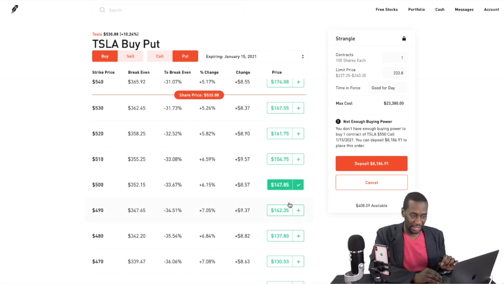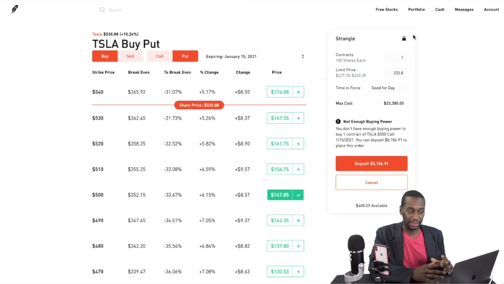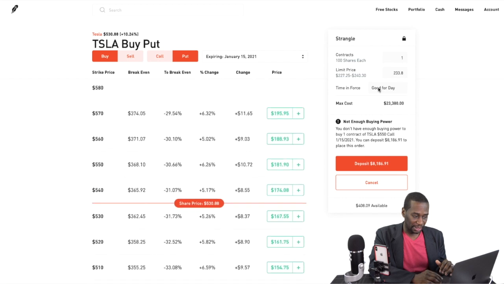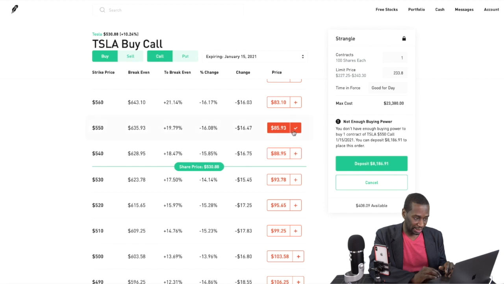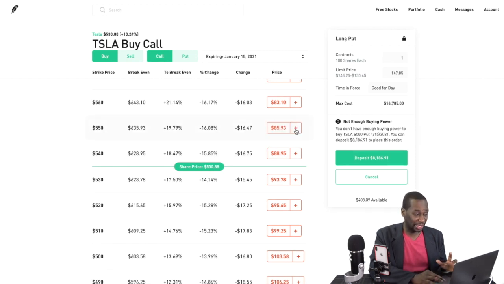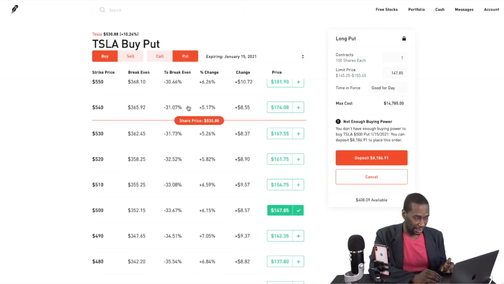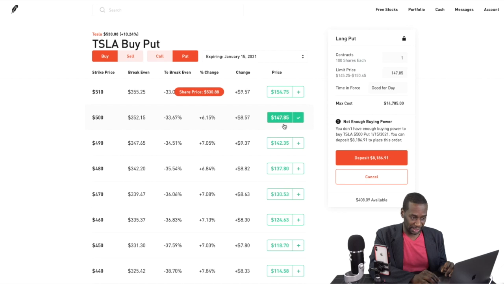Because I added a call and a put, it tried to create what's called a strangle here. All right. And so what that is, they're assuming that I want to do an advanced option strategy. So if I didn't want to do an advanced option strategy, I would go back here to the calls. Okay. And then I would uncheck that call option that I had checked. And then I'd go back to put options. And you can see now that all I have is this put option selected for $147.85, which is going to tell you it costs $14,785.